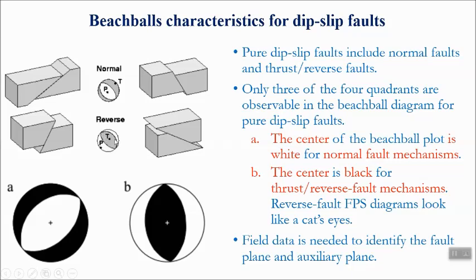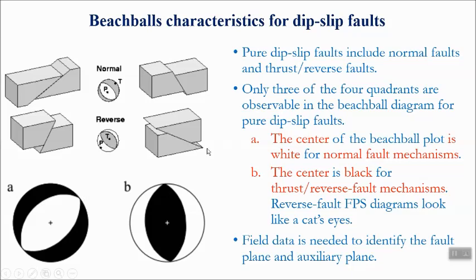Here the tensile stress axis will be at the center, and the compressive will be in the border. So we will get the gray color, or the tensile zone, in the center. So if the center of the beach ball plot is white, then we can say this is a normal fault mechanism. Similarly, knowing the direction of the fault, we can find out the dip and strike also.